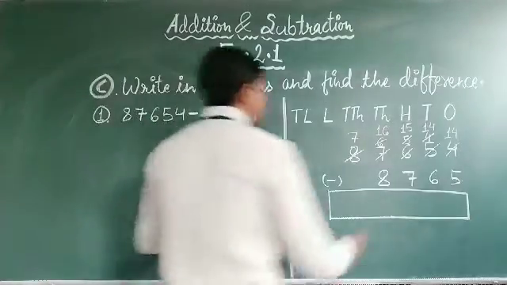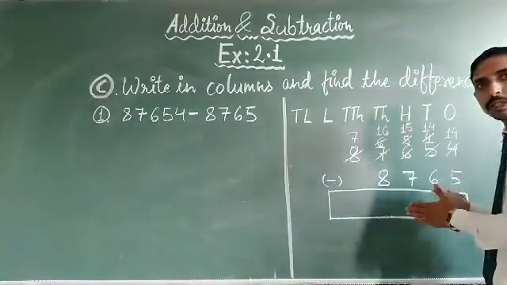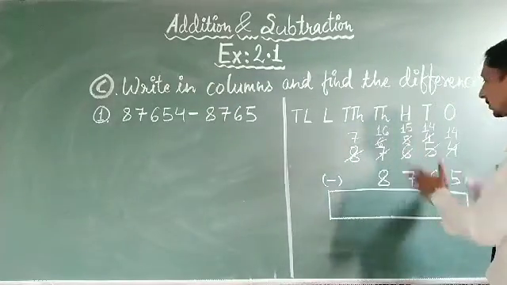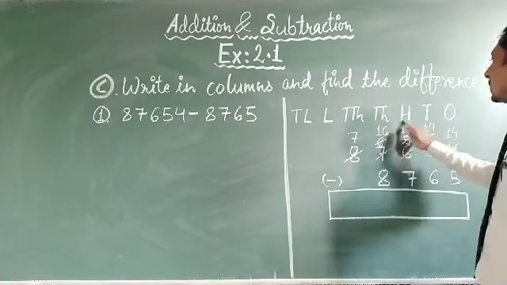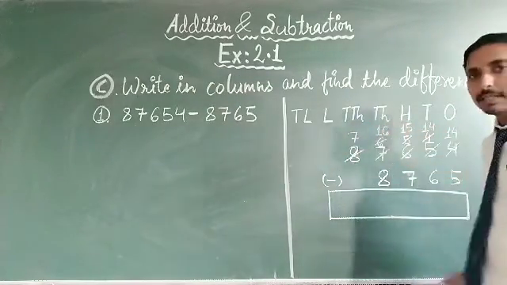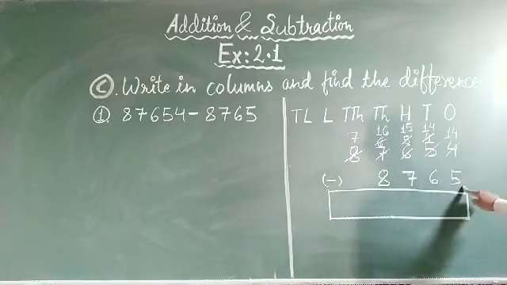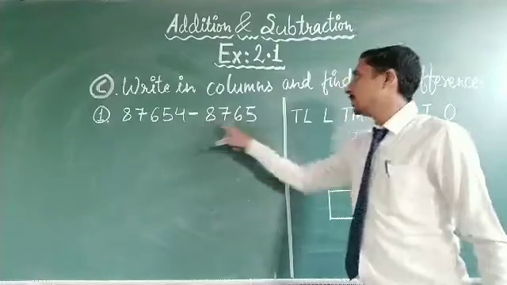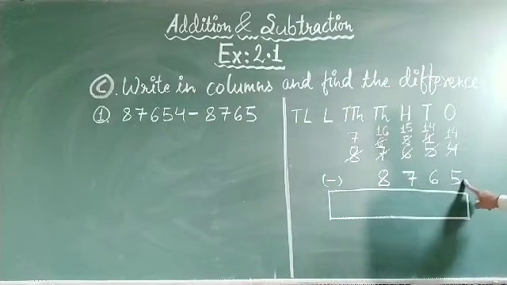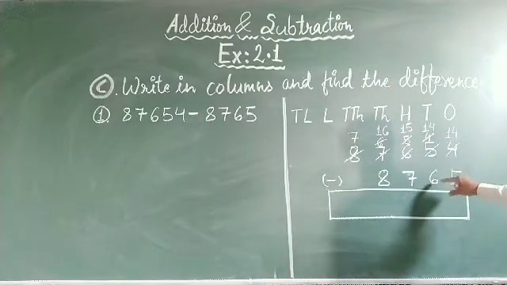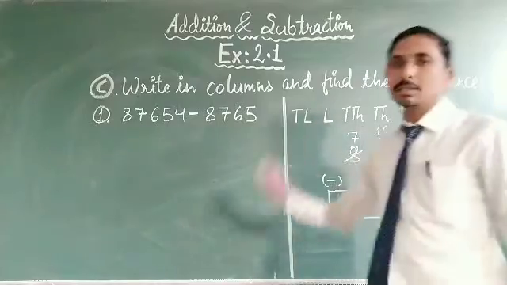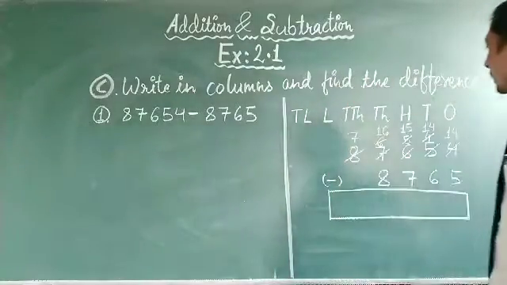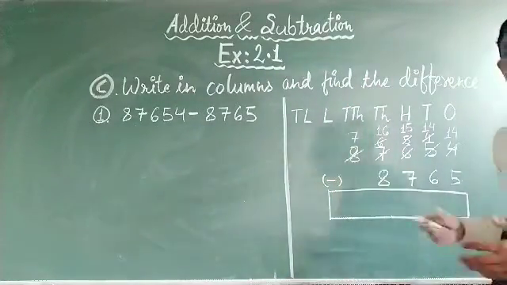So first of all, we have to write the numbers in columns. You see the numbers are already written in the columns. Yes, ones, tens, hundreds, thousands, 10,000, lakh, 10 lakh. Yes, we start writing the numbers from ones place. The last digit of both numbers will be written in ones place. After that, next digit will be written in tens place. In the same way, other digits will be written. So now what we have to do? We have to regroup the numbers.